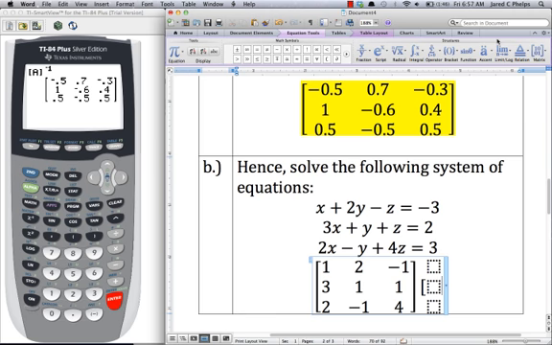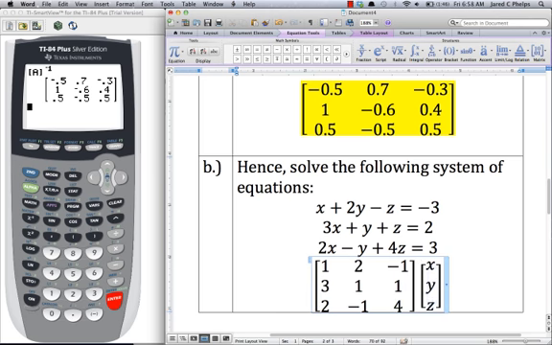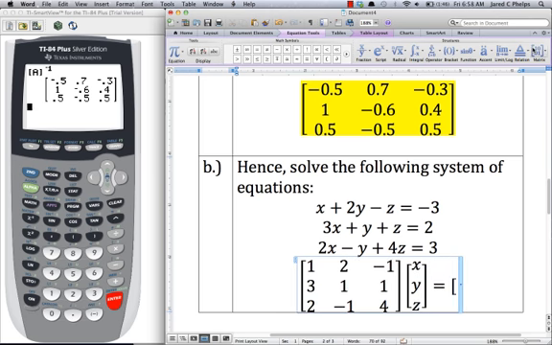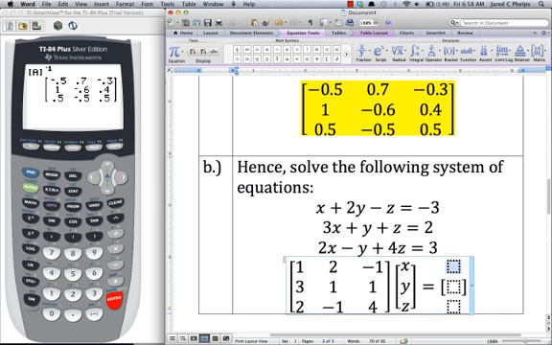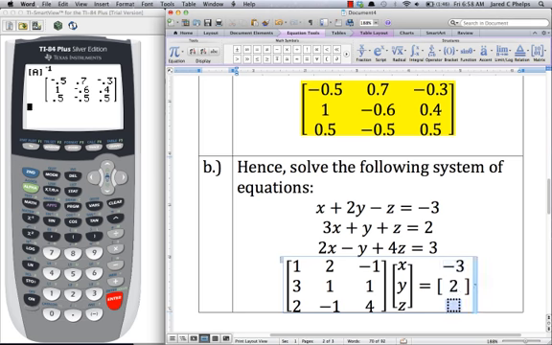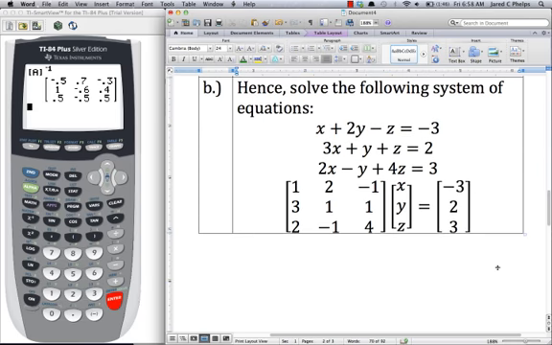You guys should be writing down a little 3x1 matrix that is x, y, z. And this is supposed to be equal to sort of the answer matrix, as it were, like the -3, 2, 3. And so this is my matrix equation, right? So now how do I solve that thing?